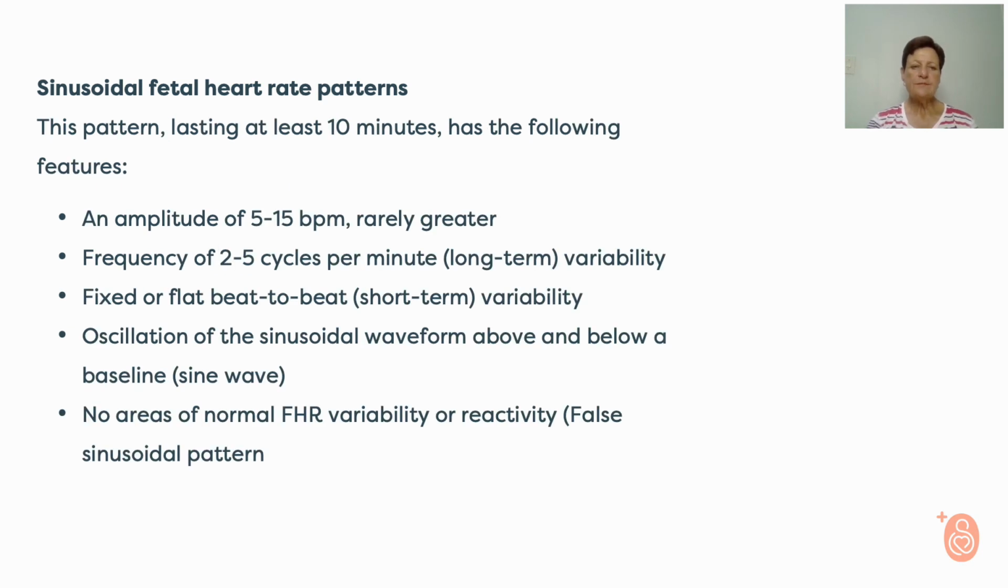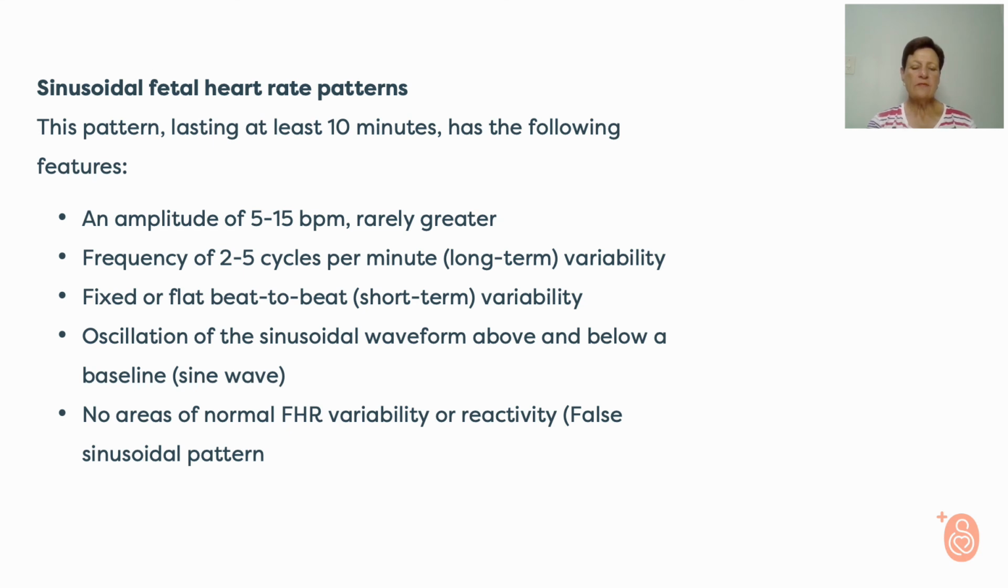Now, we get a true sinusoidal pattern and we get a false sinusoidal pattern. A true sinusoidal pattern usually lasts longer than 10 minutes, and it has an amplitude of 5 to 15 beats per minute, rarely greater. So it varies basically between 5 and 15 beats. And it has a frequency of 2 to 5 of these oscillating cycles per minute. And it has a fixed flat beat-to-beat short-term variability, which I will also show to you now.